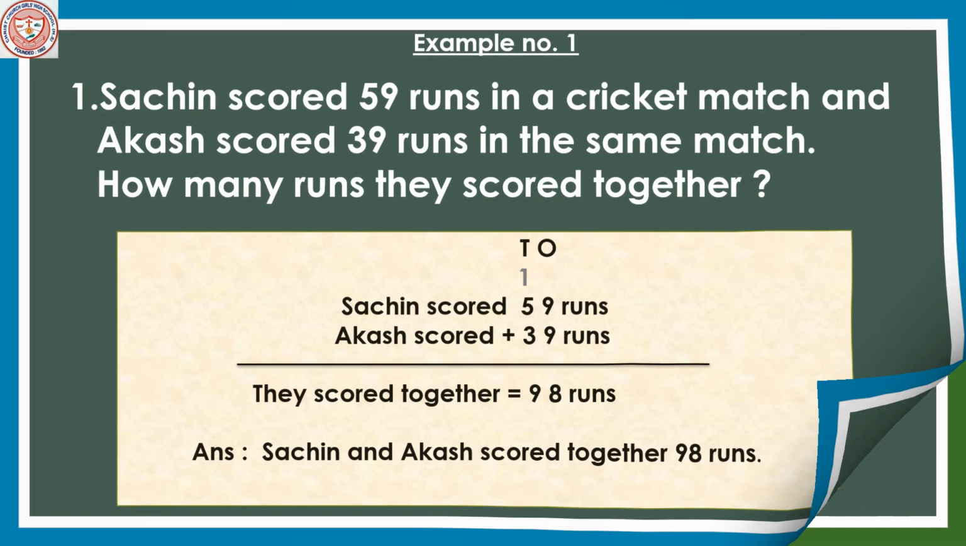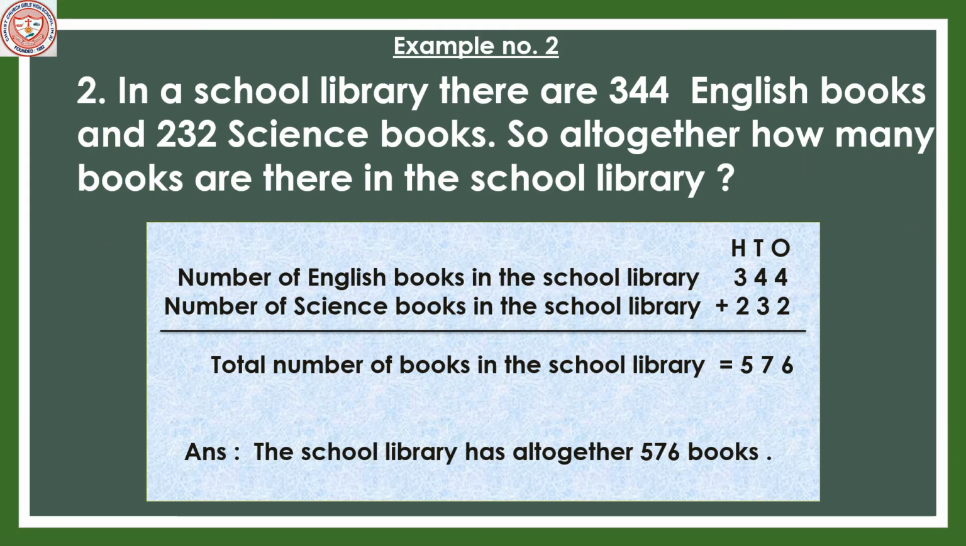Next, example number 2. In a school library, there are 344 English books and 232 science books. So, altogether, how many books are there in the library? How many books are there in the school library? Again, first, we have to write statement number 1, and that is the number of English books in the school library, 344. We have to write down the number according to its place value. Okay, and always write HTO.